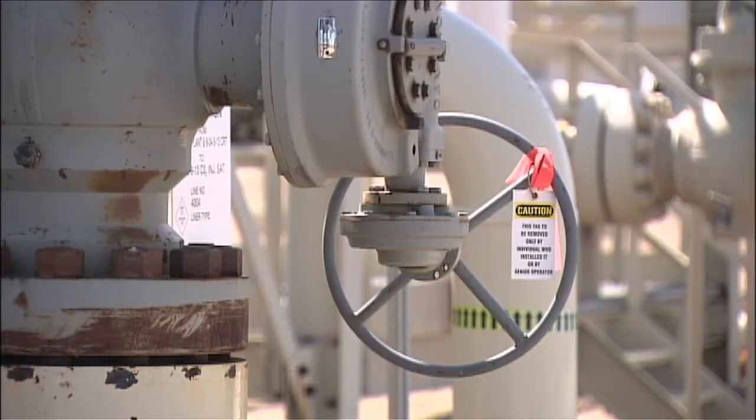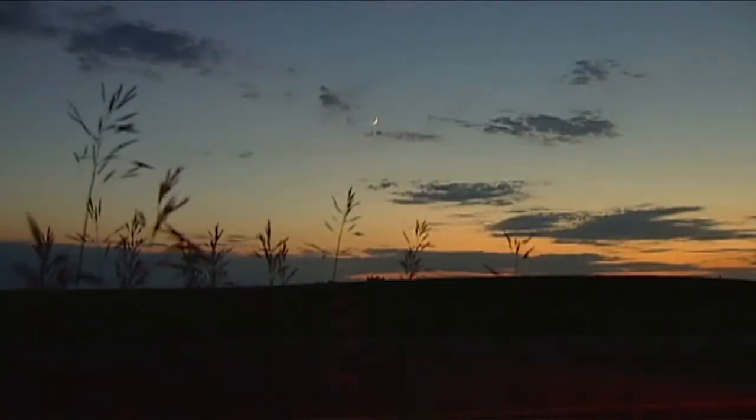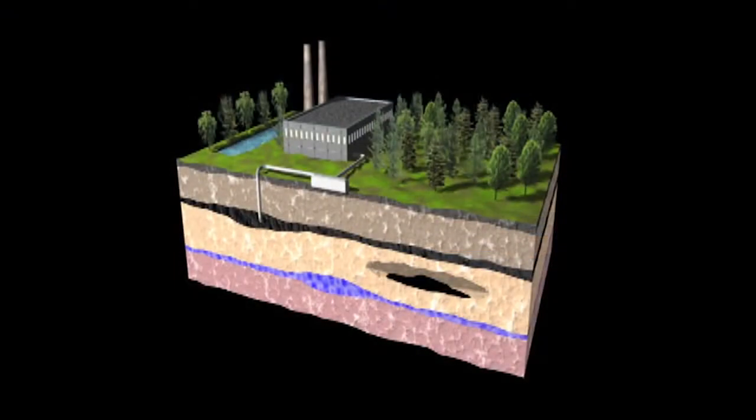When the CO2 arrives at the sequestration site, the final step of the process begins. Most CO2 storage sites would be deep underground. Suitable candidates include unminable coal beds, depleted oil and gas reservoirs, and saline reservoirs, which contain undrinkable water.